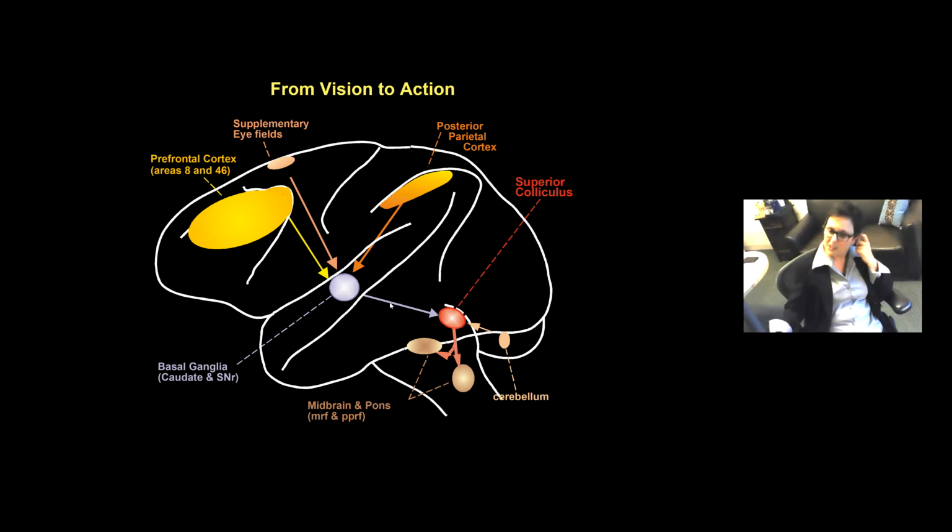Now, we're also interested in the basal ganglia, which is a set of forebrain structures shown here schematically by this circle.